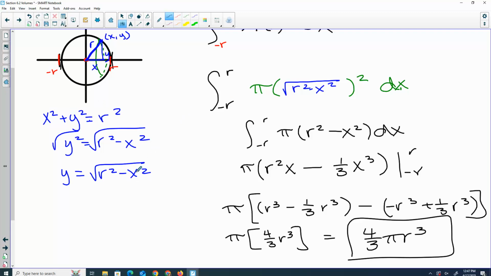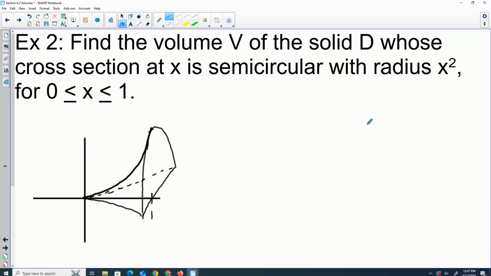Okay, so that one was kind of hard. We're only going to do a few of these today. We're going to take it kind of slow. But we want to look at a few different shapes and see if we can find volume.